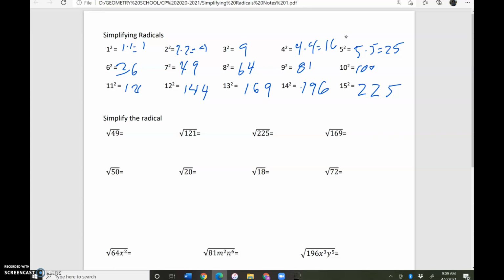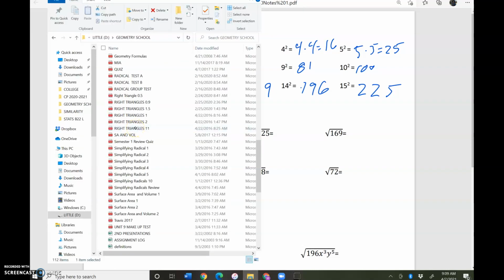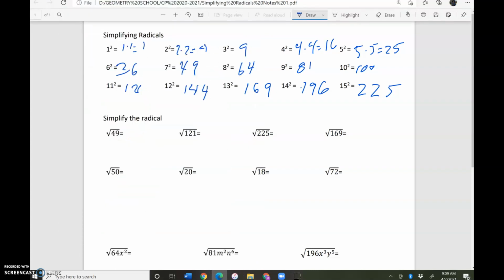All right. So those we should know. Okay. You need to know all your perfect squares all the way up to 15. Okay. So when we want to simplify a radical, we are undoing a perfect square. So the square root of 49 is 7. But why? Because 49 we know is the same thing as 7 squared.